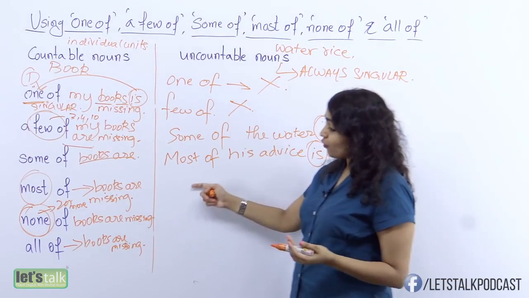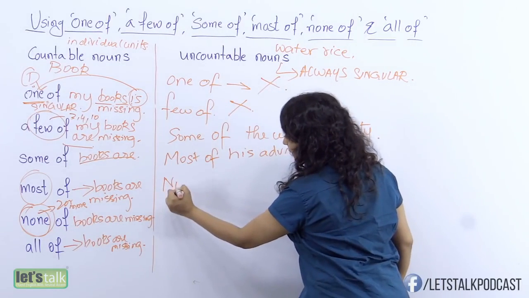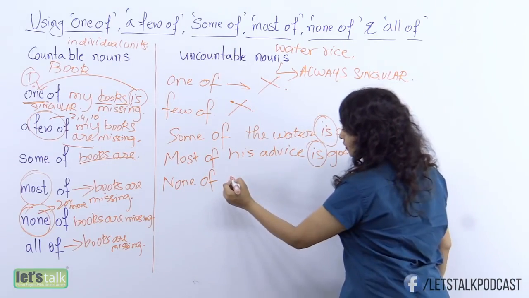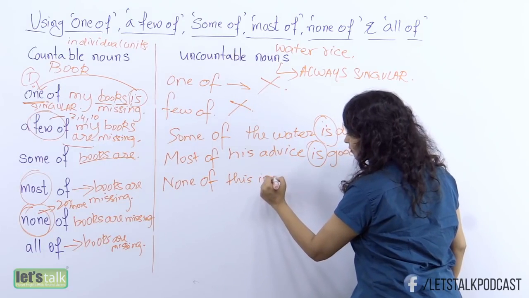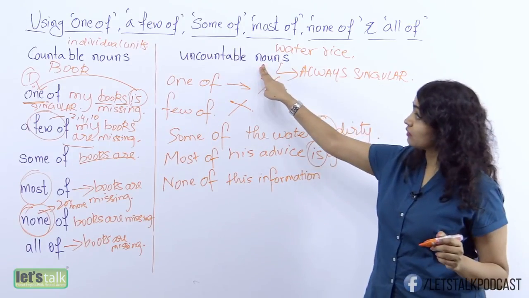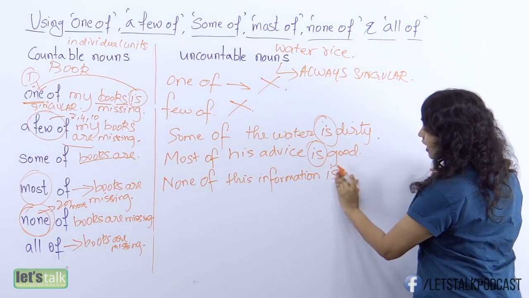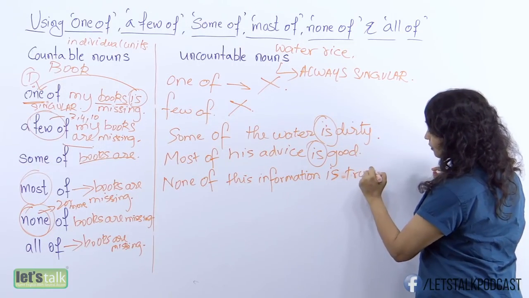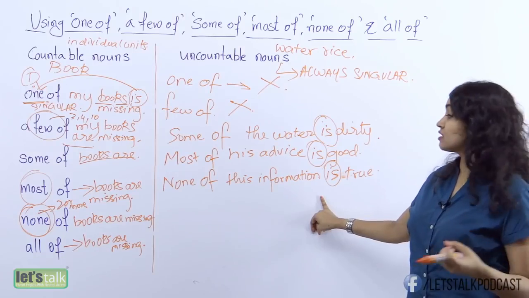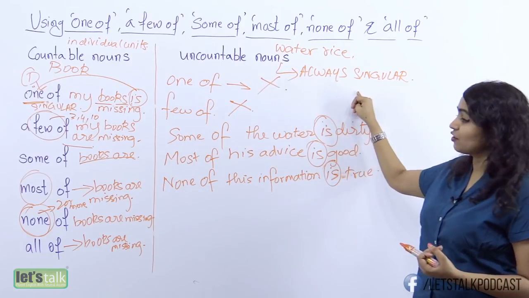Okay? Also, when you use the expression none of, you could say none of this information. Information is an uncountable noun which is always singular, and therefore we're going to follow that with an is. So we will say none of this information is true. Okay, you can't say none of this informations are true because it's again an uncountable noun which is always singular.